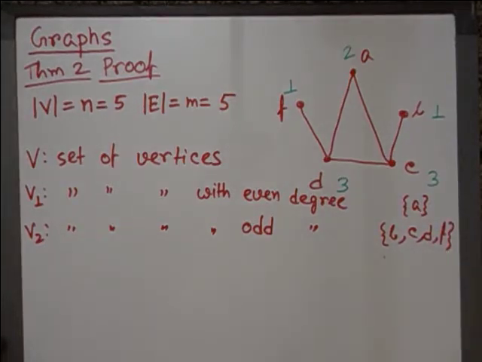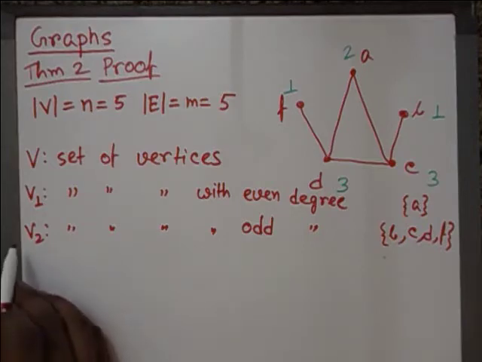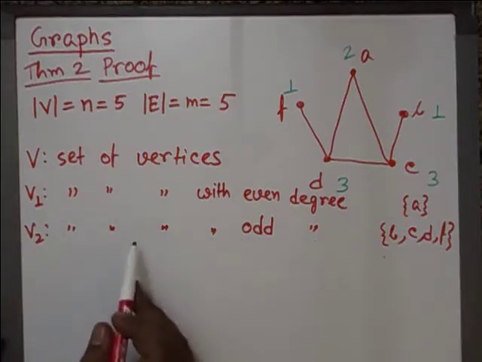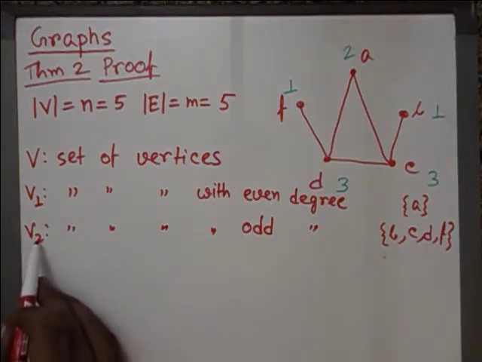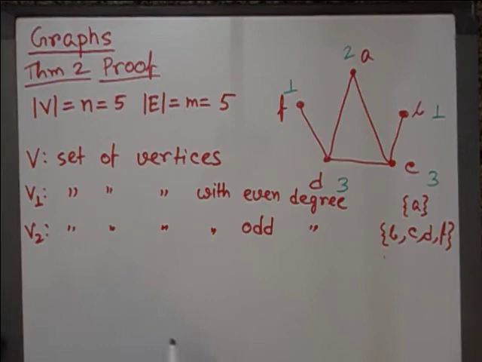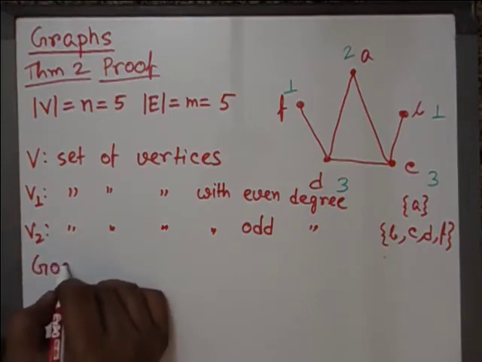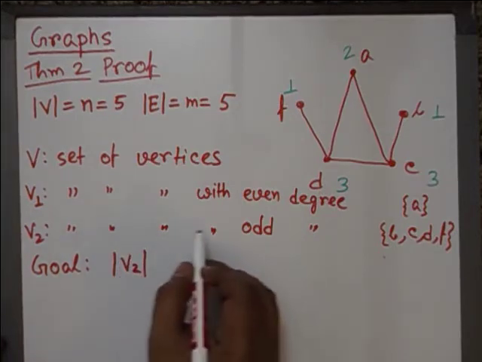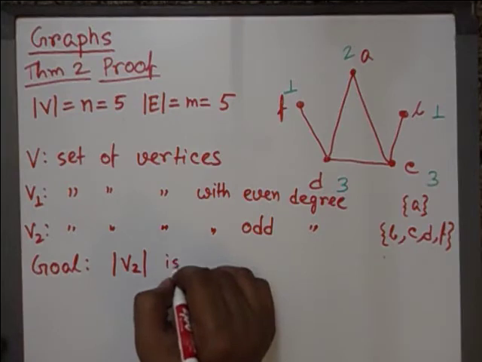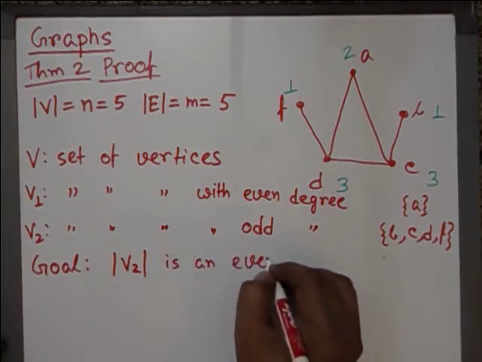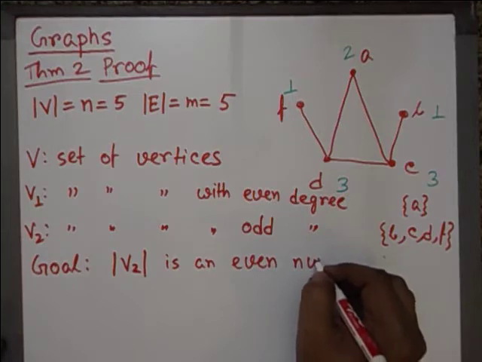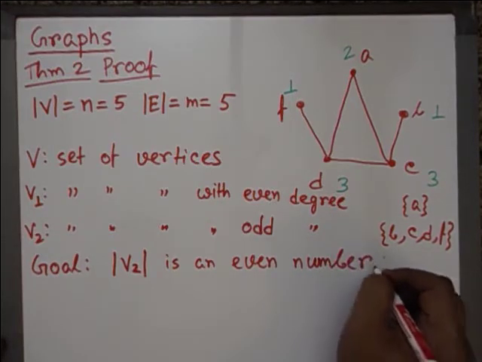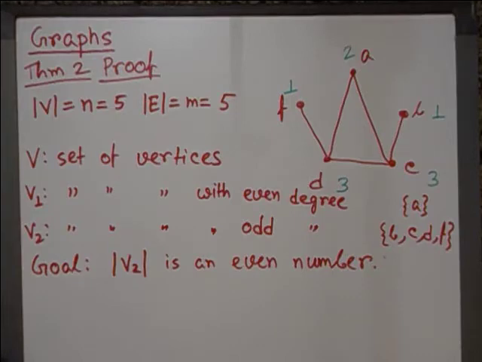So what are we trying to prove? We are trying to prove that an undirected graph has an even number of vertices with odd degree, and V2 denotes the vertices with odd degree. So we are trying to prove that the size of V2 is an even number. So the goal is the size of this set V2, which is the set of vertices with odd degree, is an even number. That's our goal. So let's see.